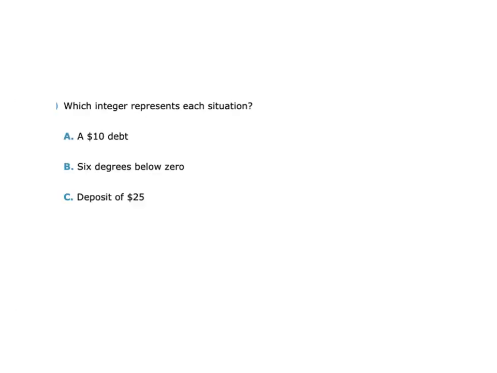Time to practice. Which integer represents each situation? A $10 debt. 6 degrees below 0. A deposit of $25. If you answered a debt, it would be -$10. 6 degrees below 0 is -6. A deposit is not a withdrawal, so a deposit would be a positive number.